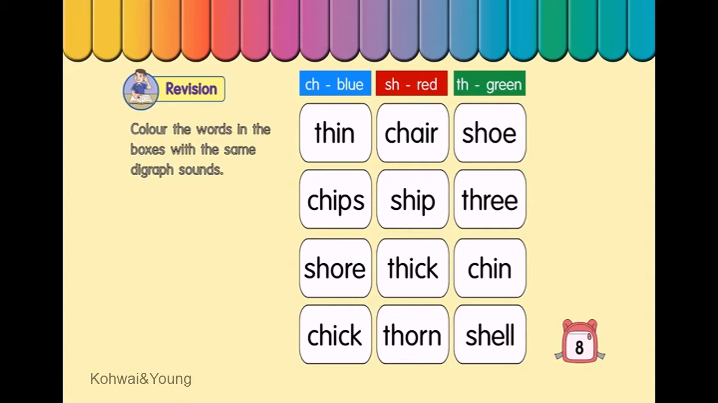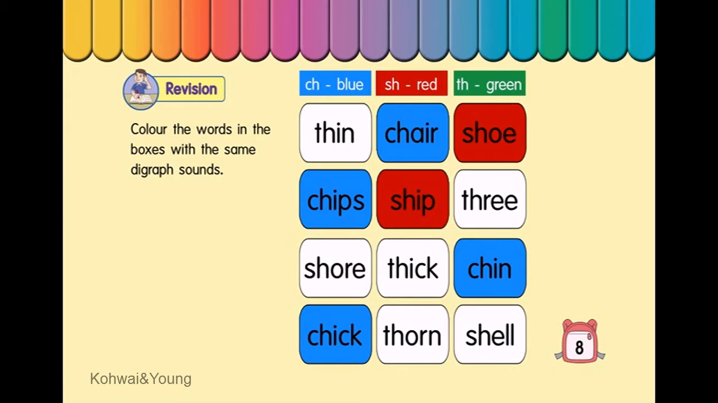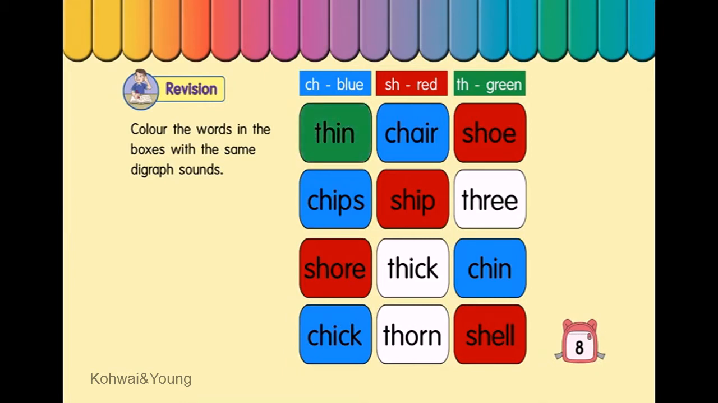Revision. Color the words in the boxes with the same digraph sound. Ch, chair, chips, chin, chick, sh, shoe, ship, shore, shell, th, thin, 3, thick, thorn.